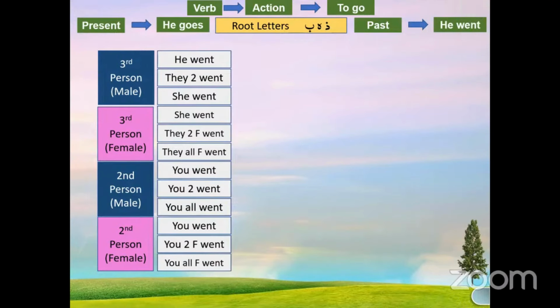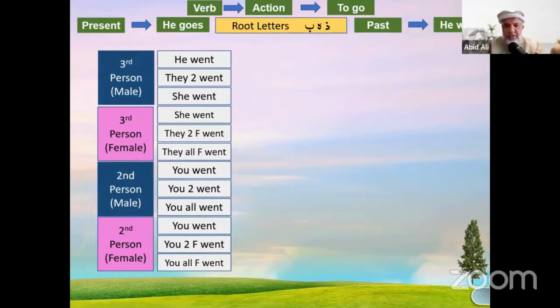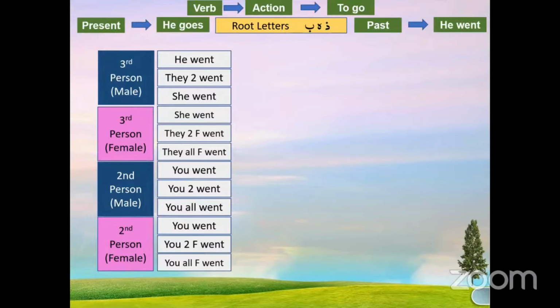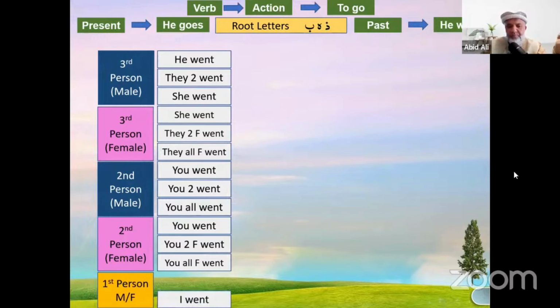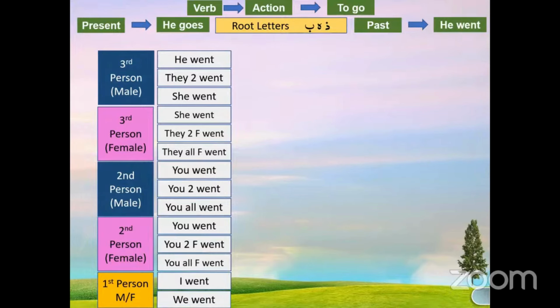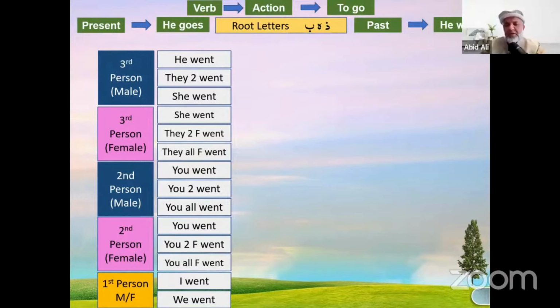Now, when you're talking to somebody, can you see them, or you know who you're talking to? If you know who you're talking to, you know whether they are male or female? So the idea is the same, but when we do it in the Arabic, they will start to look different. What about the first person? Am I going to say I went and we two went, or we all went? So these are the 14 different variations in the English language for the action to go in the past tense. Any questions about this or any confusion about this?